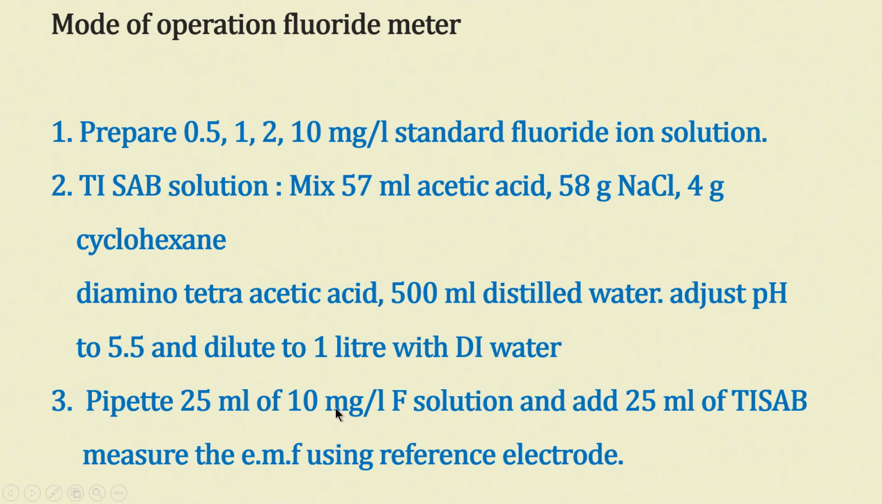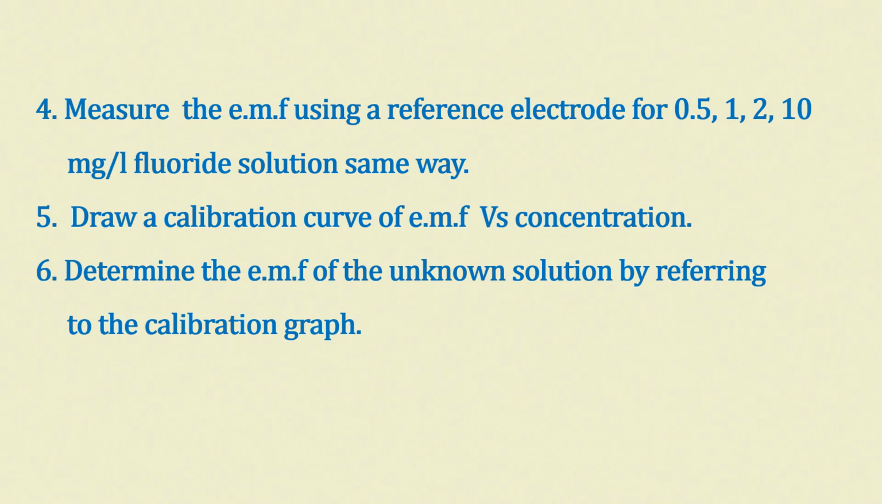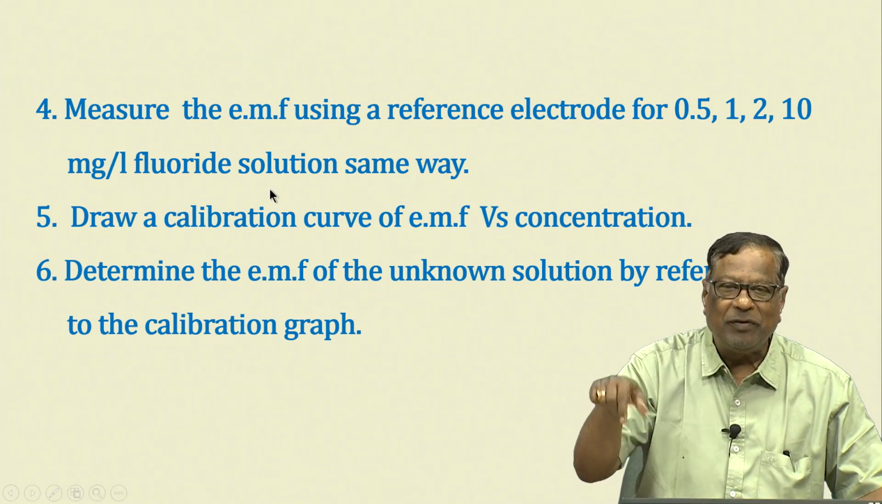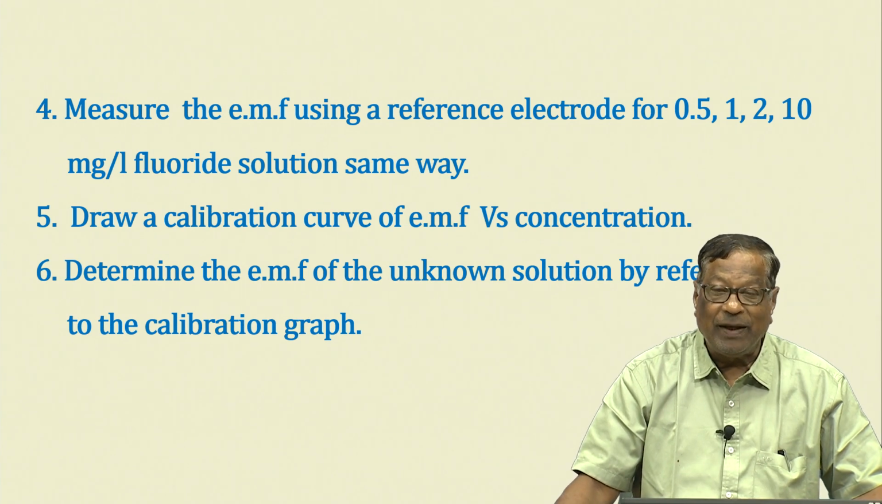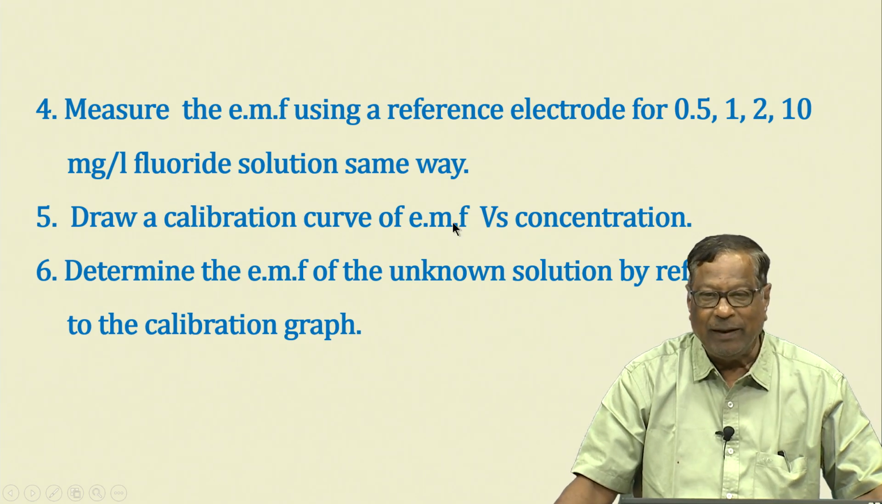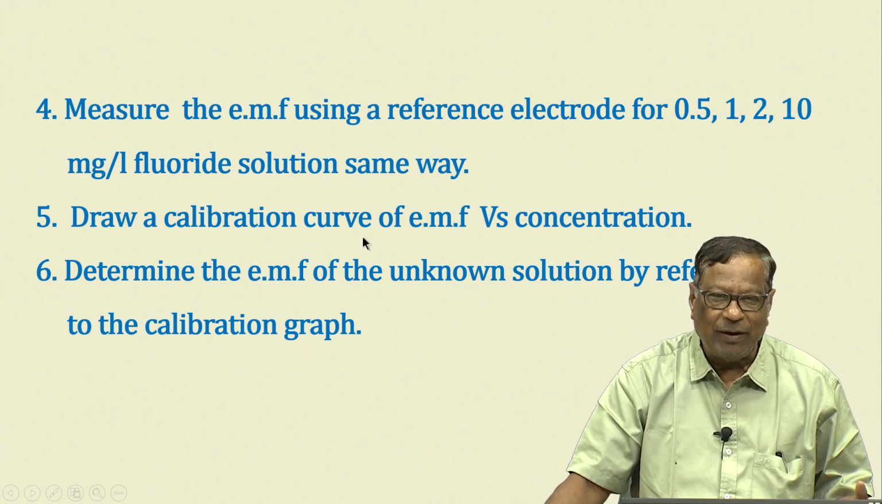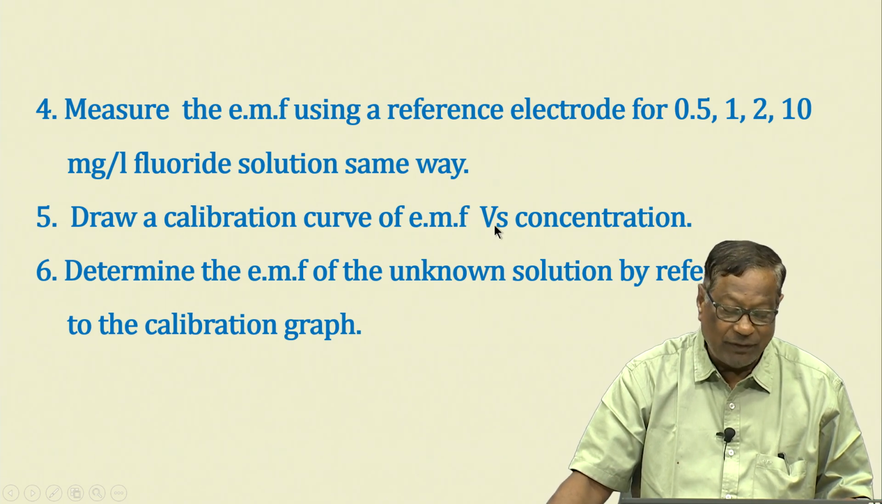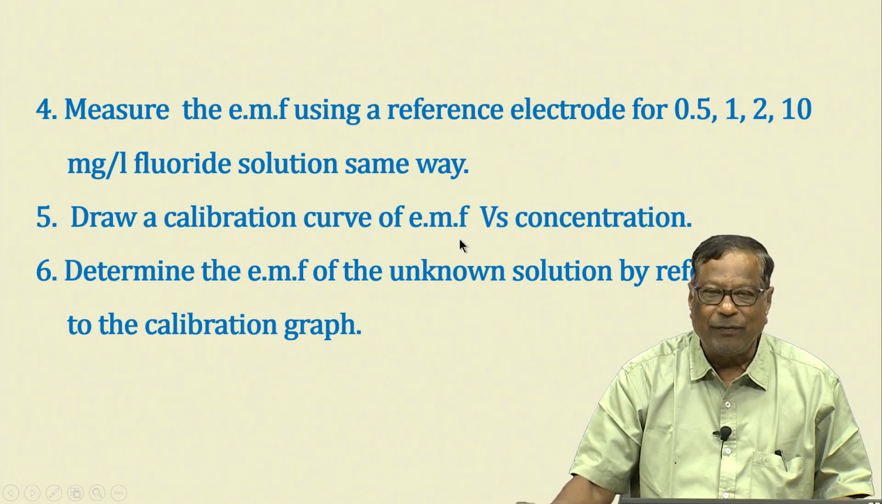Then we can prepare 10 milligram per liter of fluoride solution, add 25 ml of TISAB solution, and measure the EMF using a reference electrode. The reference electrode usually is available, or you can buy one, or it is incorporated in the fluoride meter itself. All we have to do is press the button, measure the EMF using a reference electrode for all the standards, note down the readings, draw a calibration curve of EMF versus concentration and determine the concentration of the unknown.